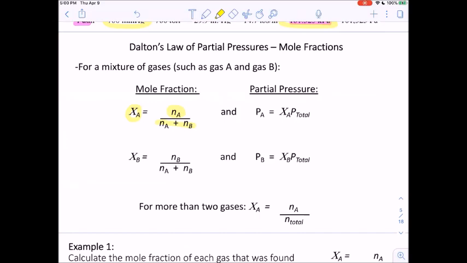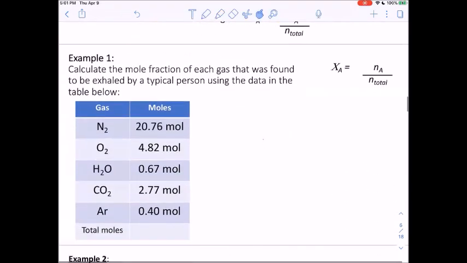And then I can multiply this by the total amount of pressure in the container. And by doing that, that tells me how much pressure just my gas A is exerting on the container. And you would do the same thing for gas B if you wanted to solve that way. So a couple of example problems we can do with this.